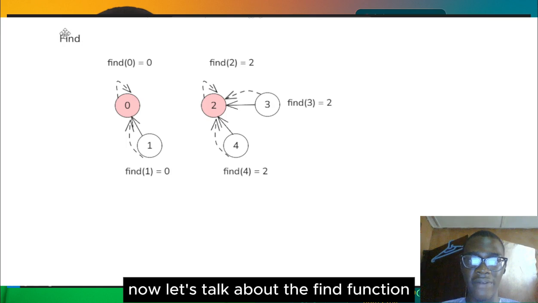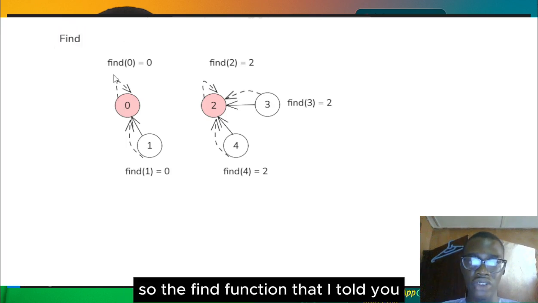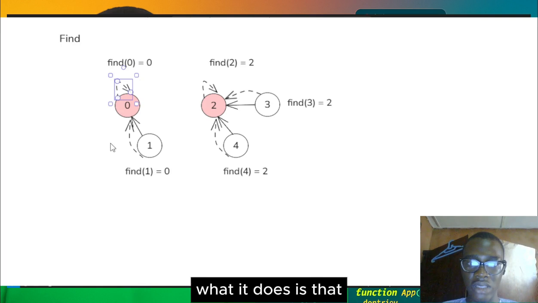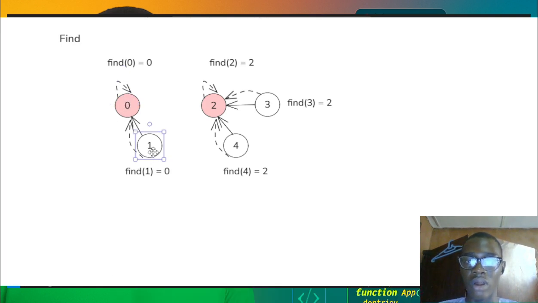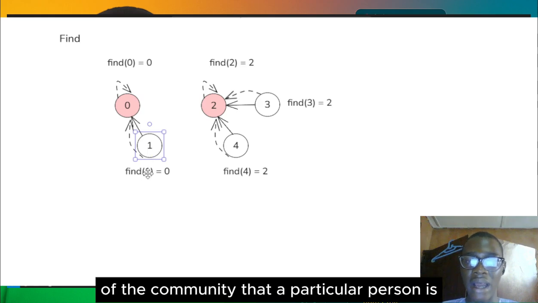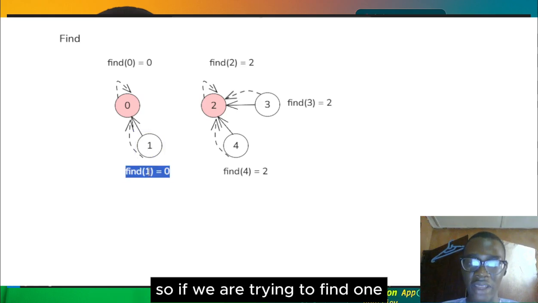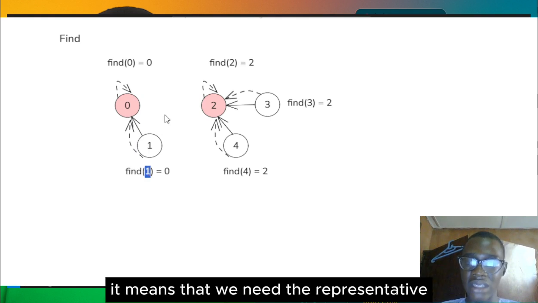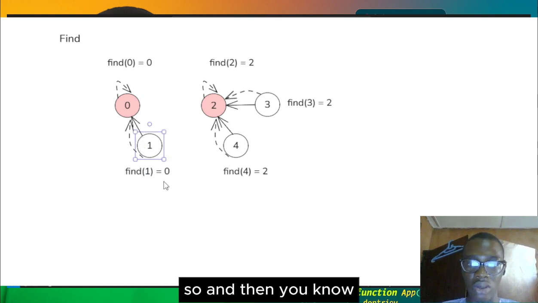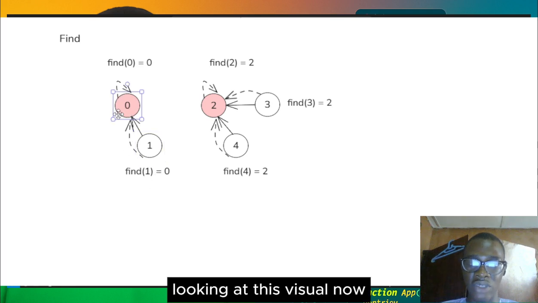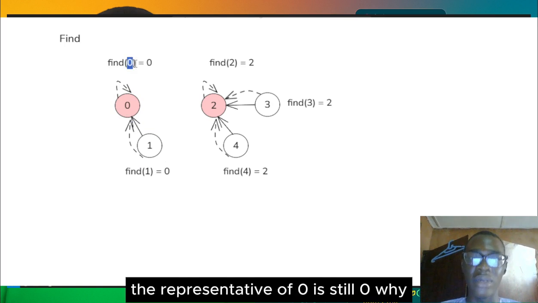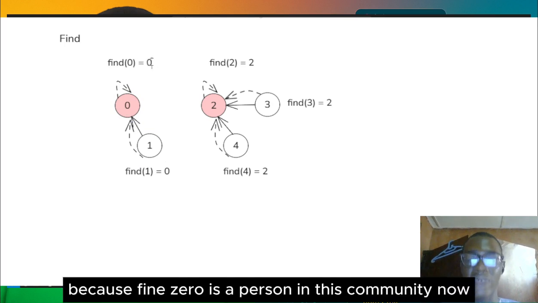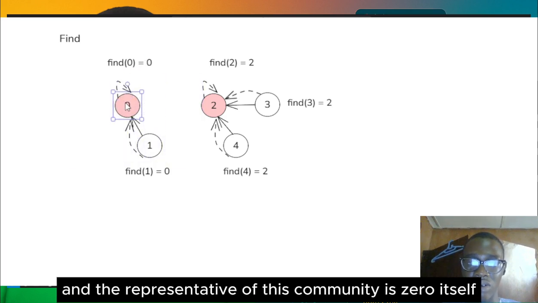Now let's talk about the find function. The find function that I told you we are going to talk about later returns the representative of the community that a particular person is in. So if we are trying to find 1, it means that we need the representative of the community that 1 is in. Looking at this visual now, we see that the representative is 0. So even if we are trying to find 0, the representative of 0 is still 0. Why? Because 0 is a person in this community, and the representative of this community is 0 itself.